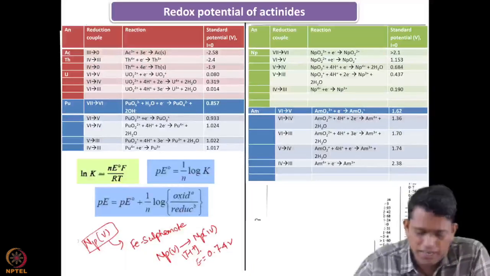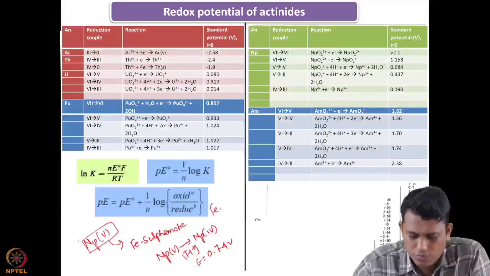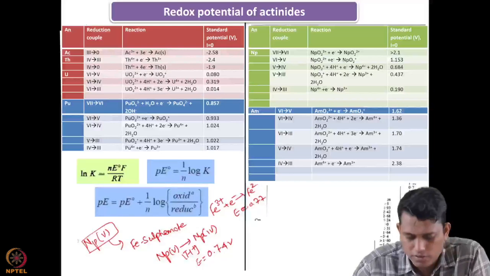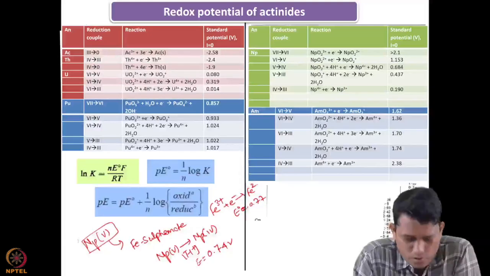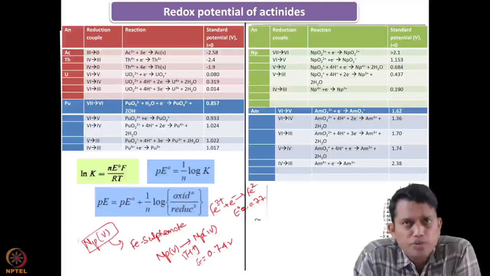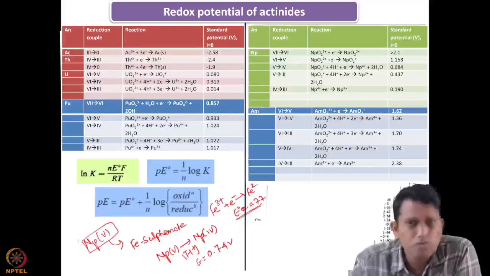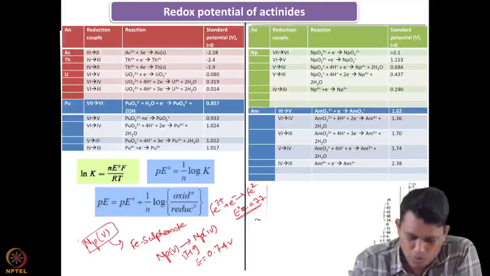And if you see the iron couple, it is from iron 3 plus plus electron to iron 2 plus. This is 0.7. So this reduction of neptunium 5 to neptunium 4 using iron does not look very feasible. As you can see from the couple, this is giving you a more negative delta G value compared to this one.